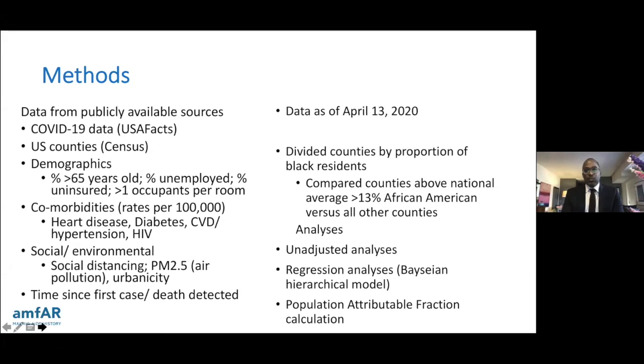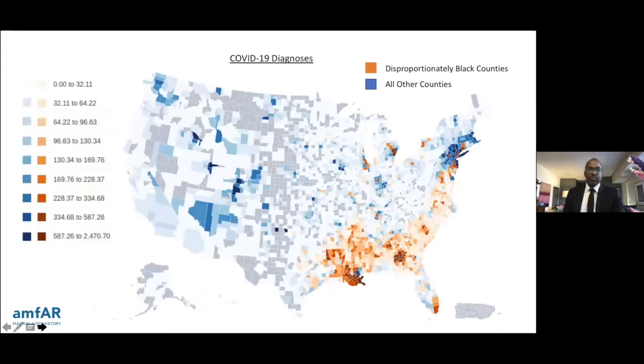The data were as of April 13th, 2020, and we divided the counties by proportion of Black residents according to national data. So we compared counties with above average national data for African Americans, so greater than 13%, versus all other counties. And we went ahead and moved forward with unadjusted analyses and some regression analyses, a Bayesian hierarchical model, as well as looked at population attributable fraction calculations.